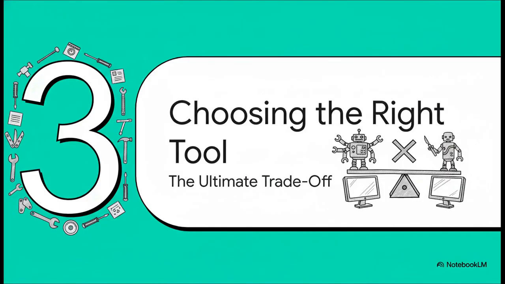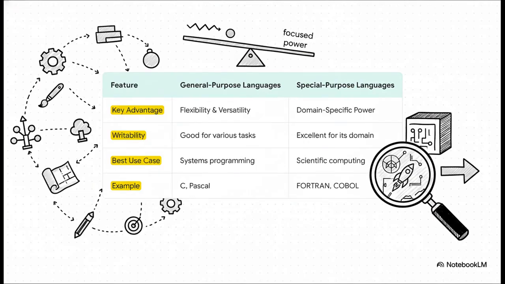Okay, so this brings us to the ultimate question, right? With all these different tools in the toolbox, how does a programmer decide? Do you go for the flexible all-arounder or the powerful specialist? Well, it all boils down to a classic trade-off. And this table just lays it all out perfectly. With a general-purpose language, your key advantage is flexibility. You can do almost anything. But with a special-purpose language, you get incredible power and efficiency, but only for its one specific job. That's the trade-off, right there. You're swapping that do-anything versatility for laser-focused power.